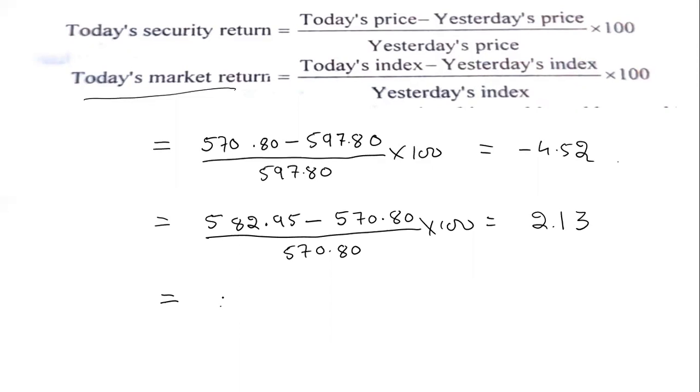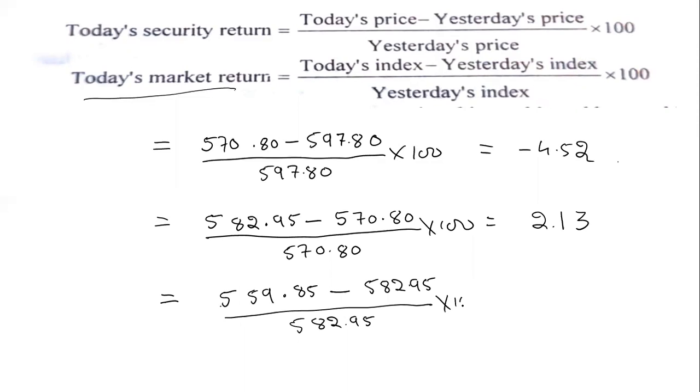Now we will calculate it for day 3. Here today's price will become 559.85 minus 582.95, divided by 582.95, into 100. Again, today's price is lesser than yesterday's price, so after calculating, we will get a negative value, that is minus 3.96.